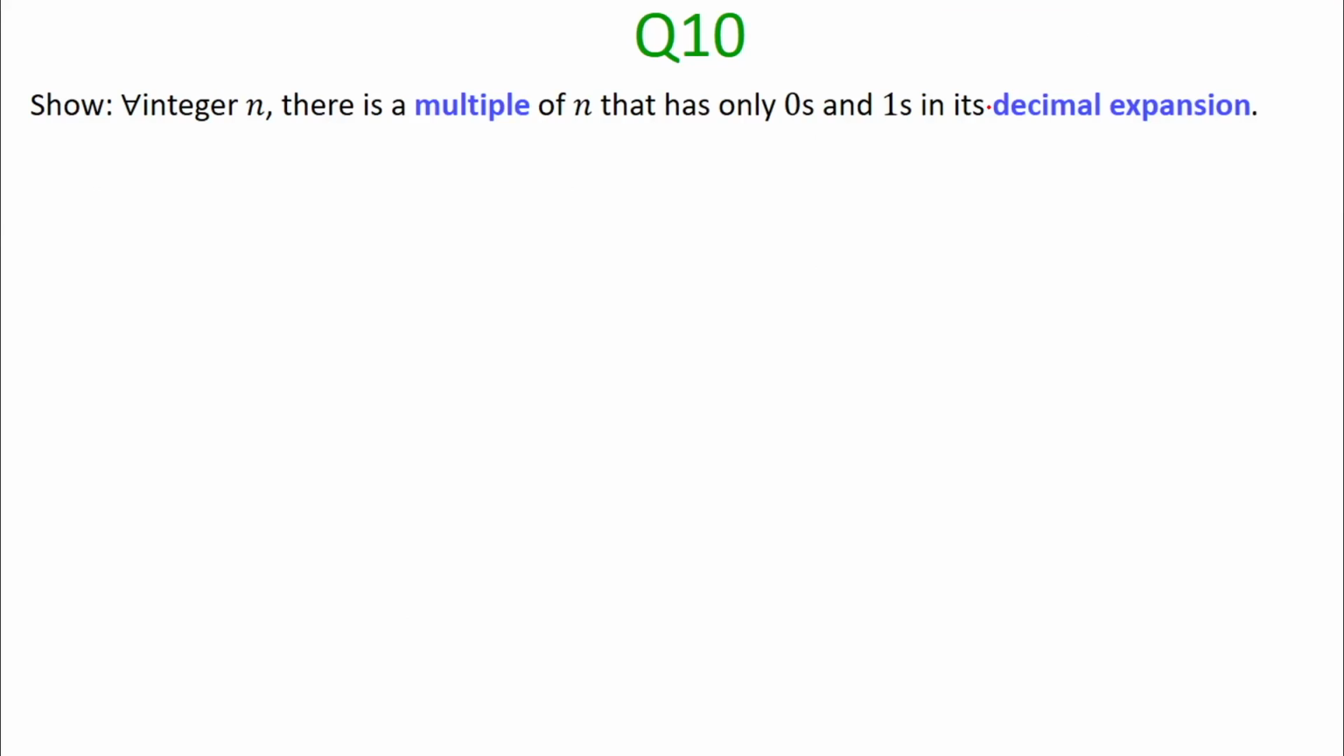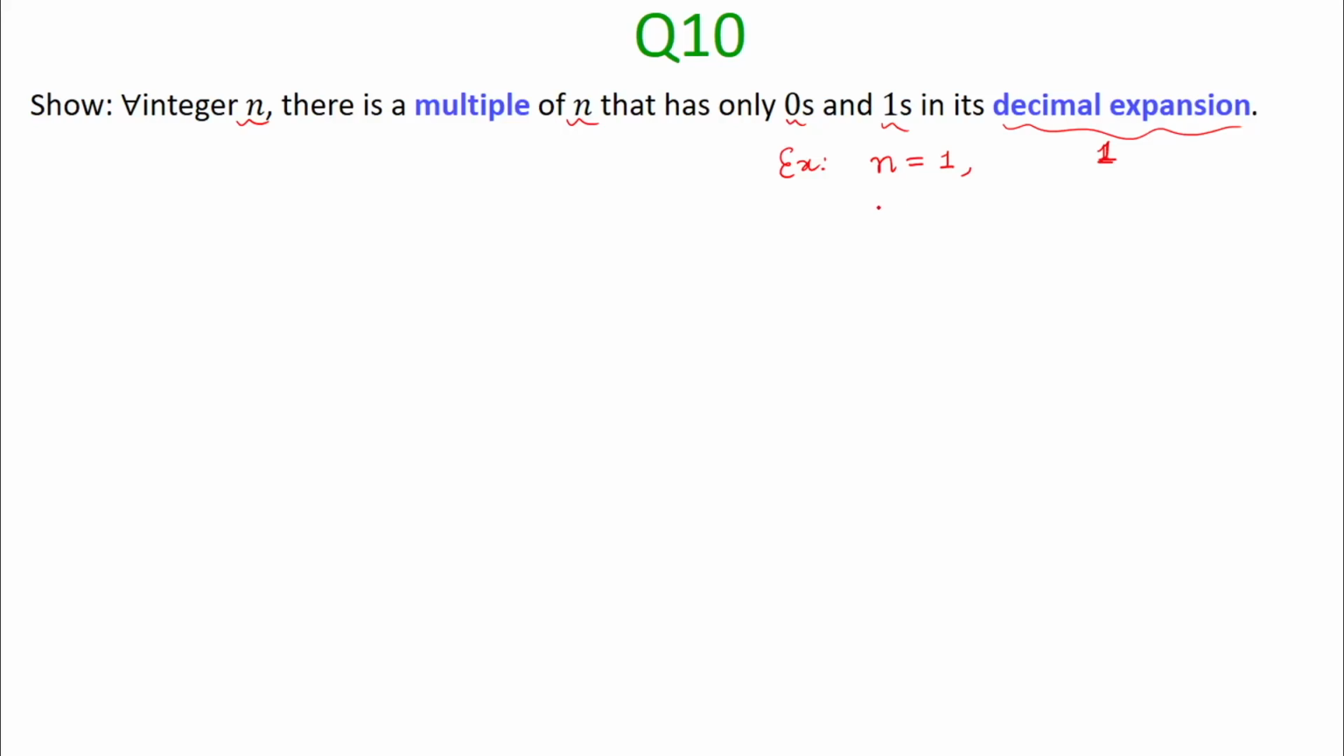Question 10, we want to prove a universally quantified statement. Namely, we want to prove that for any integer n, there is always a multiple of n which has only the digits zeros and ones in its decimal expansion. Before going into the proof, let's take a few examples. Say n is equal to 1, then I always have the number 1, which is a multiple of 1 and has only the digit 1 in its decimal expansion. Remember, it's not mandatory that you have both zeros as well as ones in the decimal expansion.